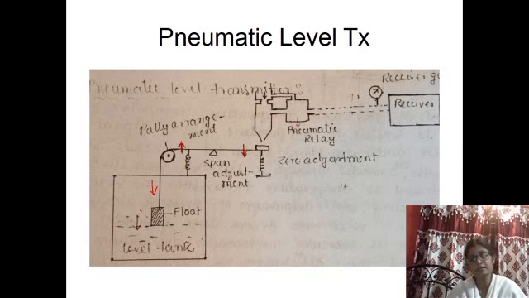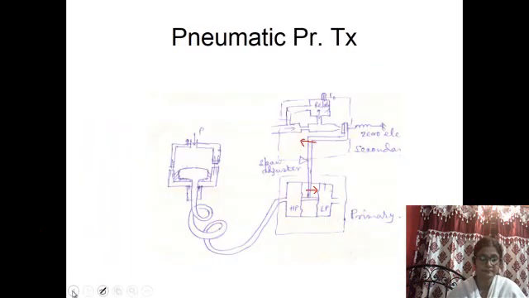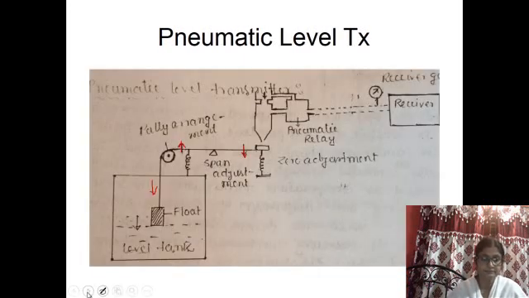Since we are trying to transmit the process variable, when the process variable decreases, the corresponding output signal also decreases. So this should be chosen as the direct action type. Like the last one, for the pressure transmitter also, when pressure increases, the output pressure also increases. So this should be chosen as a direct action type relay.